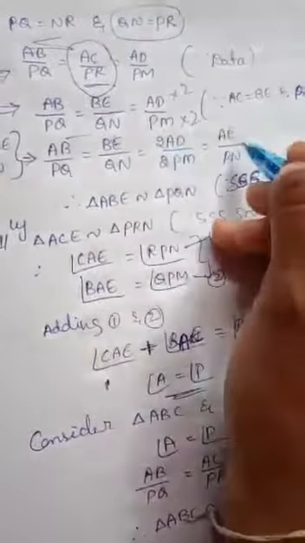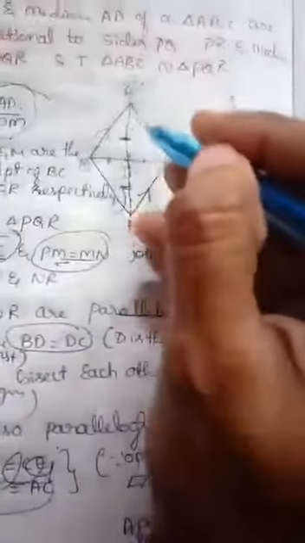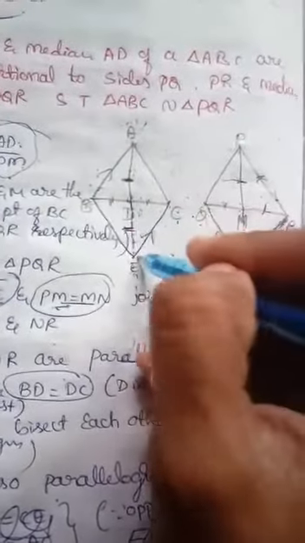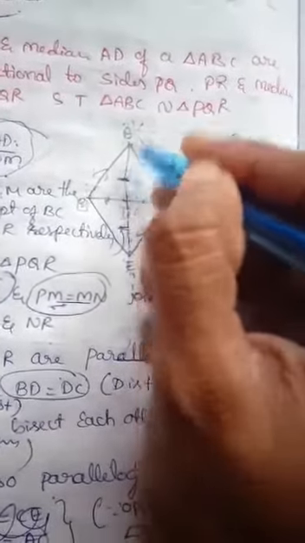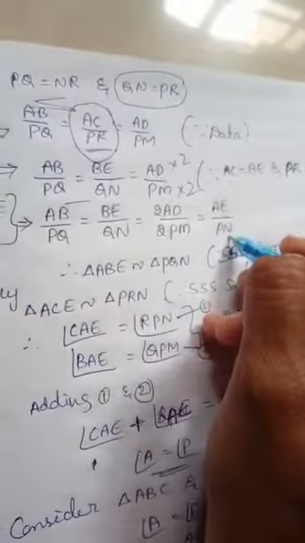2 AD means AE. 2 times AD means the diagonals bisect each other. Therefore, AD is equal to DE. Therefore, 2 times AD is equal to AE, and 2 times PM is equal to PN.